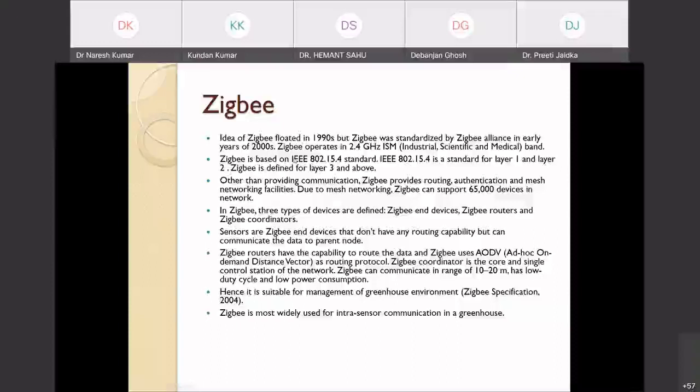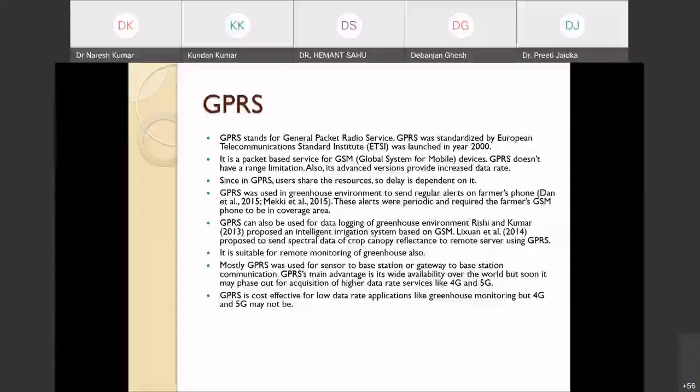This is Zigbee. As you know, the idea of Zigbee floated in the 1990s, but I will not go into the details. It operates at 2.4 gigahertz and is based on IEEE 802.15. Three types of devices are identified in Zigbee: Zigbee end devices, Zigbee routers, and Zigbee coordinators. As we see, very little time is left, so we'll not go into the details of this. Then we have GPRS, which is General Packet Radio Service.